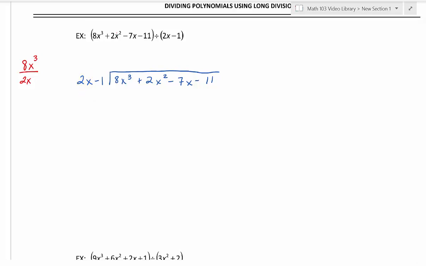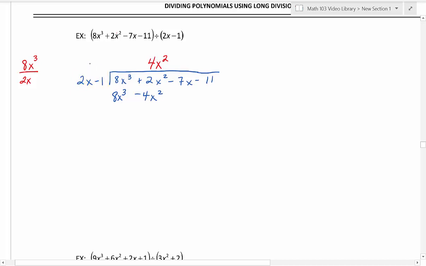8x to the third divided by 2x gives us 4x squared. That's going to be the first term of my quotient. I want to line it up vertically with the x squared term in my dividend. Now that we have the first term of our quotient, we want to multiply it by the entire divisor. This is going to require distributing. 4x squared times 2x gives us 8x to the third. And 4x squared times negative 1, that's going to be minus 4x squared.